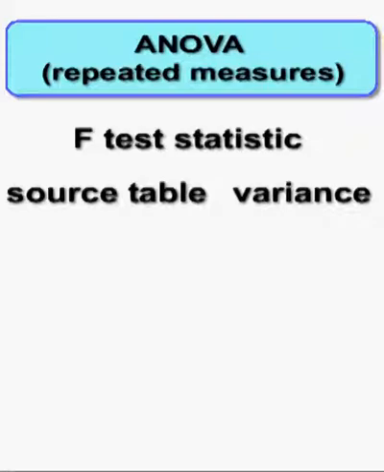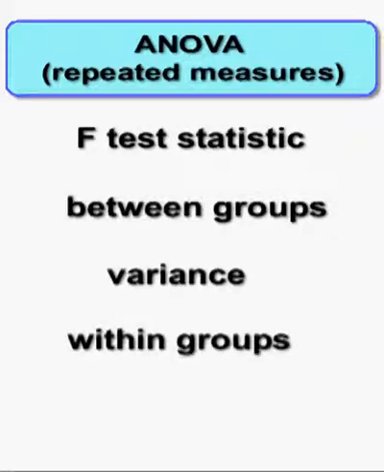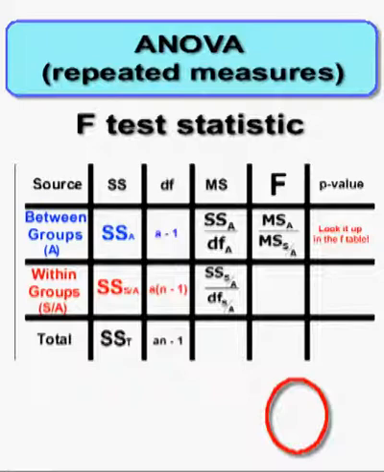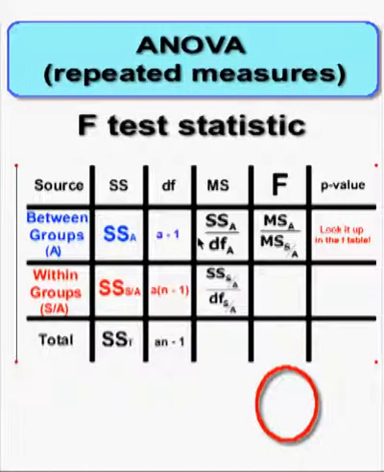We follow the same source table. We're still going to look for the variance between the groups, but we're going to really focus on the within groups. But we do need to adjust the between group sum of squares by removing the individual differences from all the formulas, which we'll do at the end here. Here's the ANOVA table, or the source table. Let's go ahead and do a real problem now.